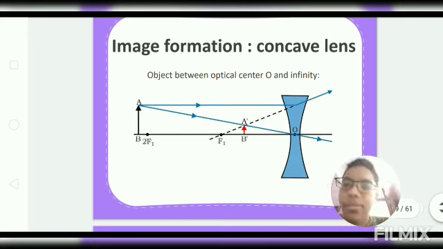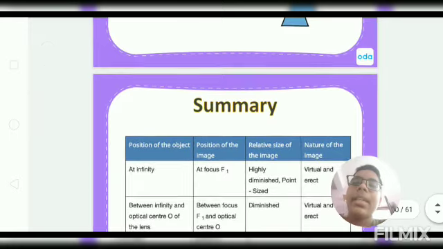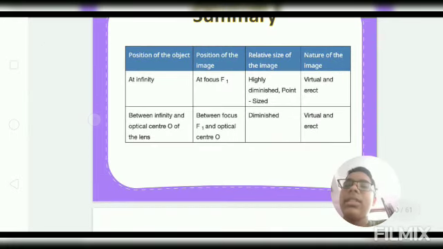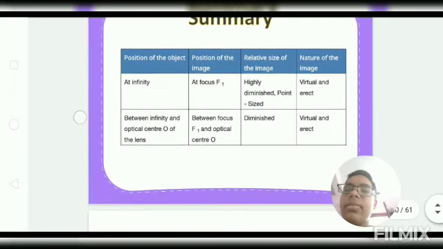Now, in this case, this is a diminished image, not highly diminished, only diminished. We have taken the rays back, so it is a virtual and erect image. This is the summary of the above cases.